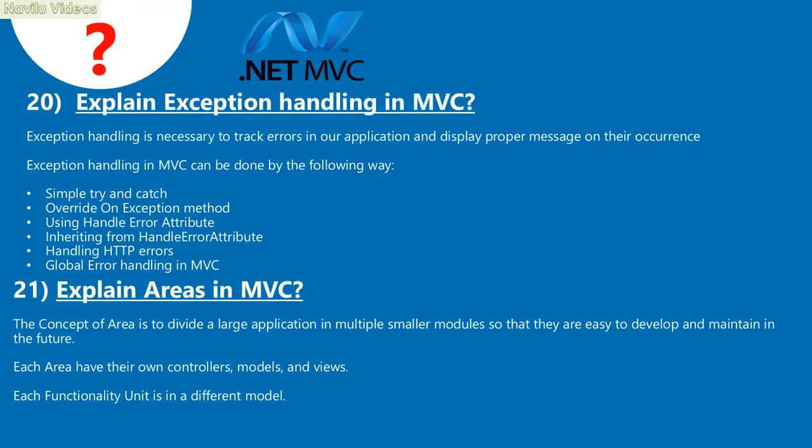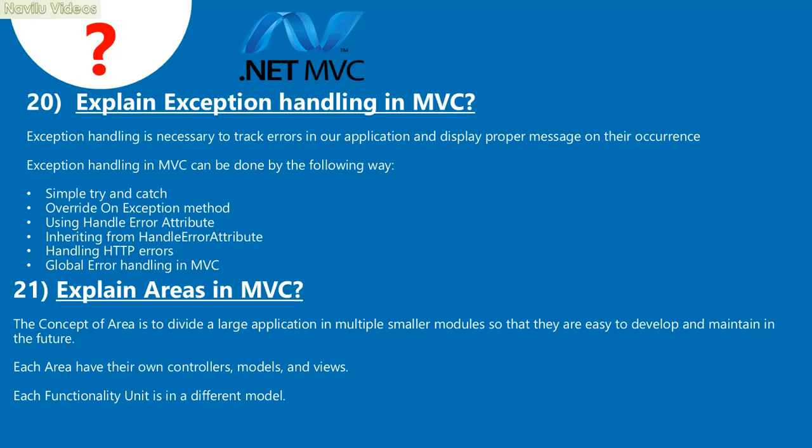20. Explain exception handling in MVC. Exception handling is necessary to track errors in our application and display proper message on their occurrence. Exception handling in MVC can be done by the following ways: simple try and catch, override on exception method, using handle error attribute, inheriting from handle error attribute, handling HTTP errors, and global error handling in MVC.